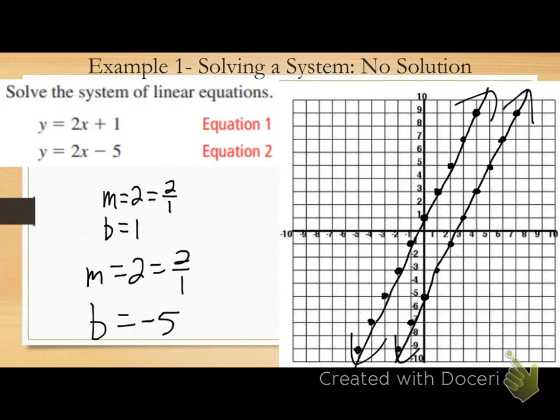As we predicted before we even did the problem, these are parallel lines. So what would I put if I get parallel lines? No solution. Any questions on what parallel lines comes out to be? Everyone knows how to handle it if you get parallel lines.